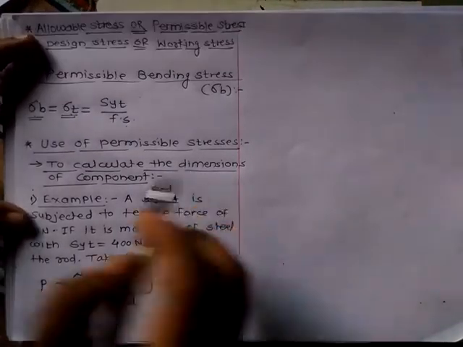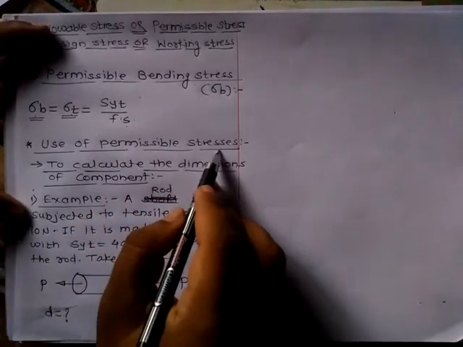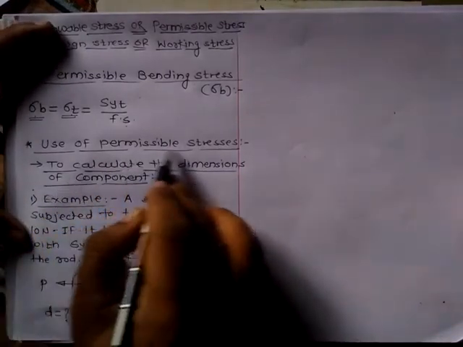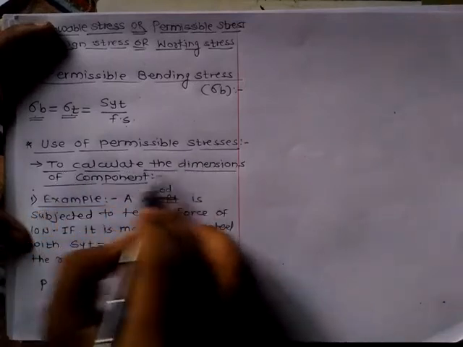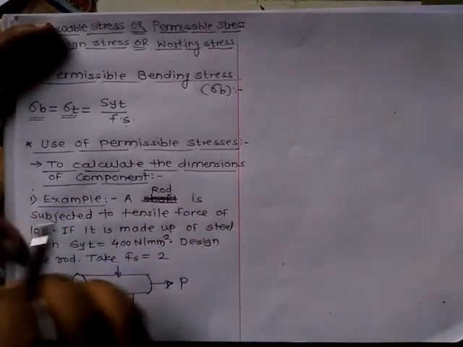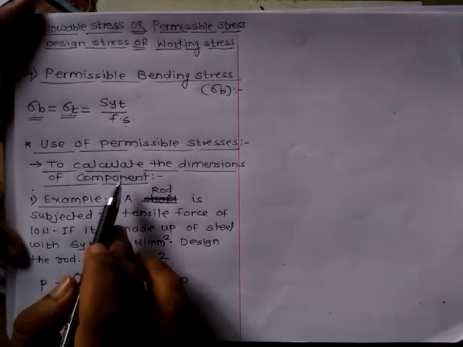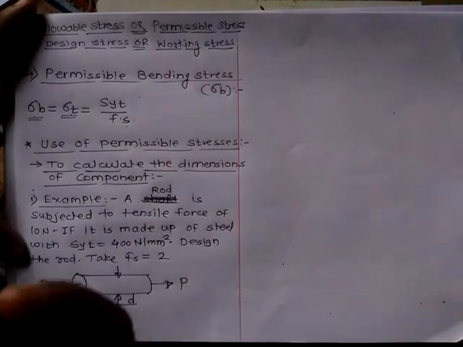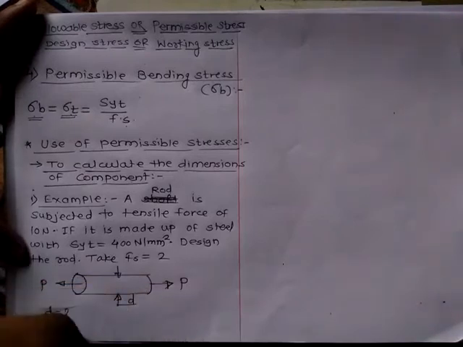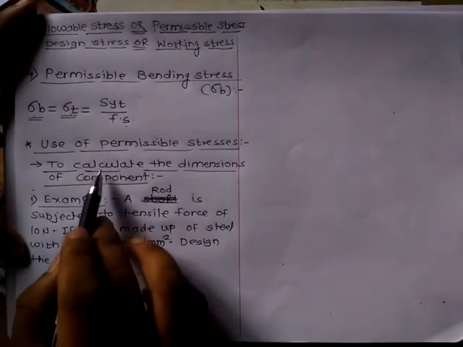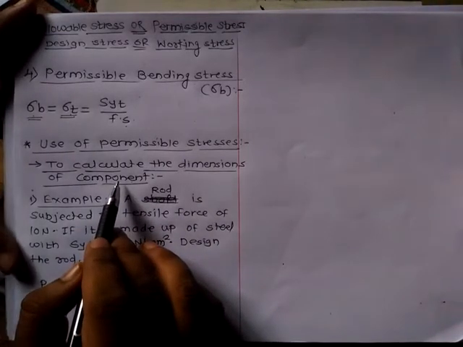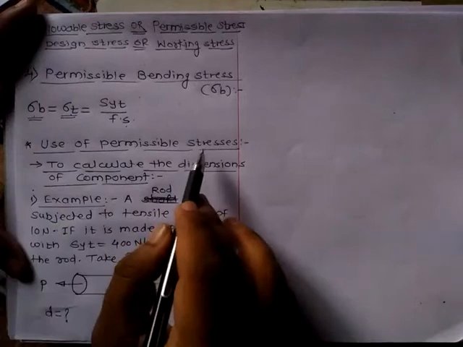Now let us talk about the use of permissible stresses, or allowable stresses. The use of permissible stresses is to calculate the dimensions of a component. We know that mechanical components are subjected to various types of stresses, and such components we need to design. So in order to find the dimensions of components subjected to various types of stresses, we have to use this permissible stress.